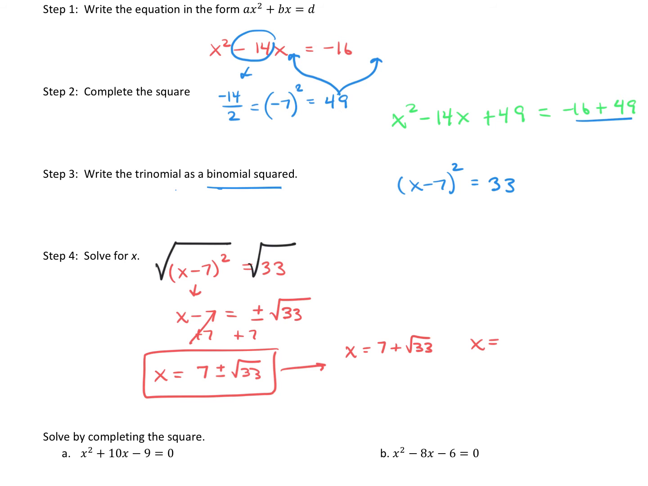X also equals 7 minus the square root of 33. So that plus or minus gets applied to that radical, to the root 33. We have a positive root 33 and over here a negative root 33. We can just write it like this, which is a little bit more efficient, but I do want to make sure we understand that that is representing 2 separate answers.